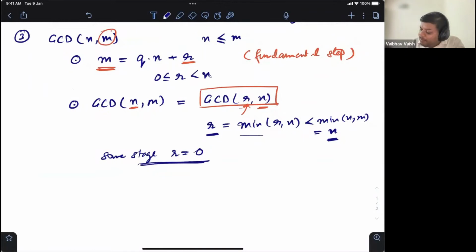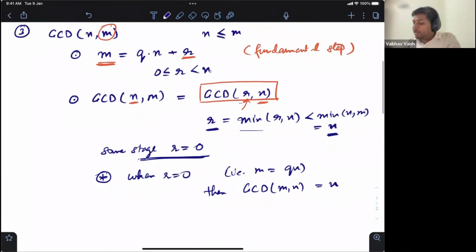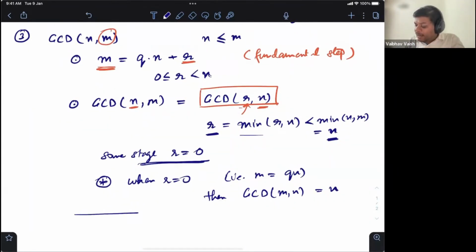And once R becomes 0, this is the termination step. Then m equals Qn, and GCD of m comma n is n. After all, n divides n and n divides m as well. So this is what the algorithm does, right? Are there any questions so far? I believe everyone has seen this algorithm in some form. All I have done is change it into symbols.